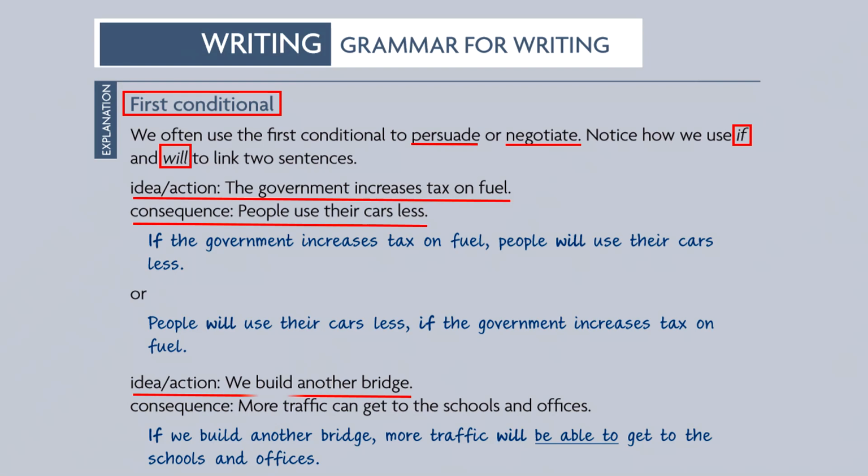The idea or action clause: we build another bridge. The consequence clause: more traffic can go to the schools and offices. Now see how these two clauses are combined together and turned into a first conditional. If we build another bridge, more traffic will be able to get to the schools and offices.